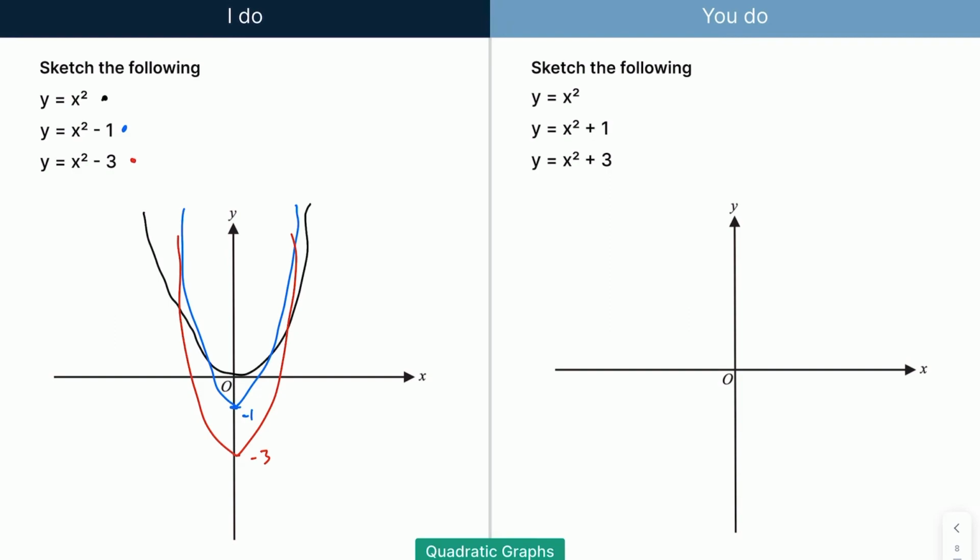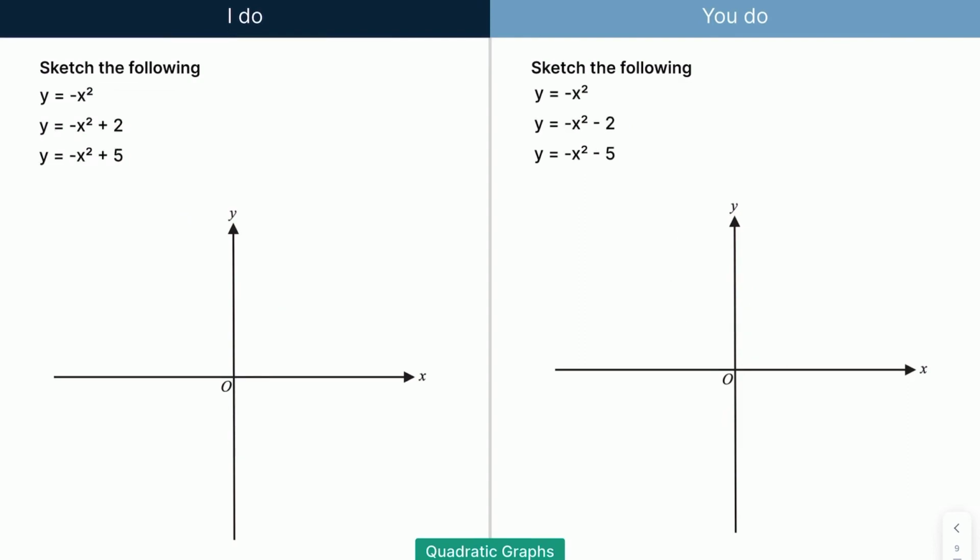And on the right, hopefully you've pressed pause and had a go. So x squared, nice and easy. Now with the next one, you are just moving the same graph up to 1. So that's that one there. It's the exact same graph we're going to draw again. We're just moving it up. And the last one, we're just moving it up to 3 now. So we're going to label the 3, and we're just moving that up.